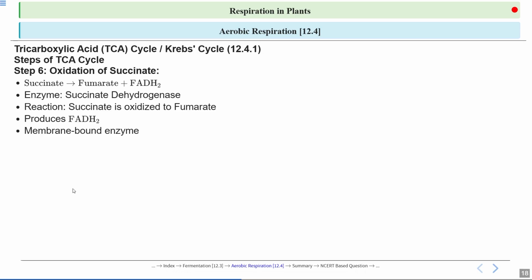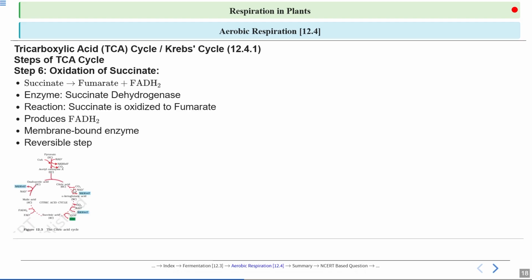Succinate dehydrogenase is unique because it is a membrane-bound enzyme. So it is attached to the inner mitochondrial membrane. Remember, this step is reversible, meaning the reaction can go both ways, forward and backward, depending upon the cell's needs. So here we can see that succinate or succinic acid is converted to fumarate with the production of FADH2.